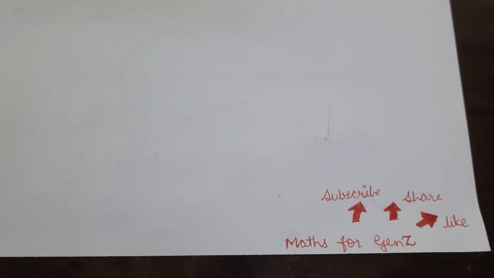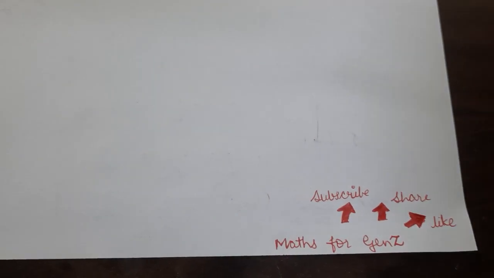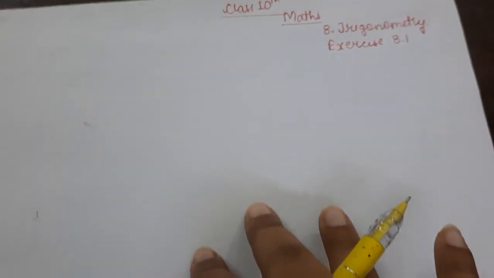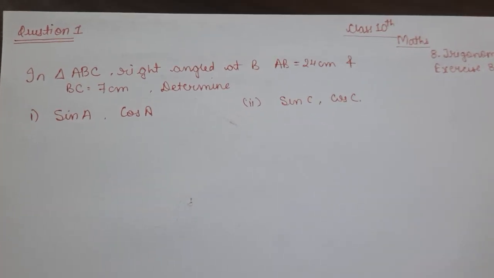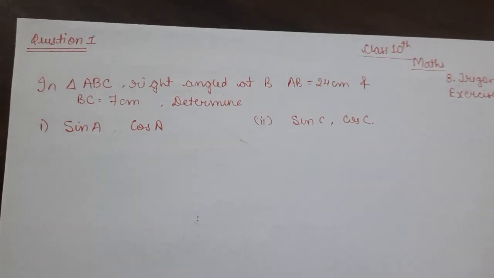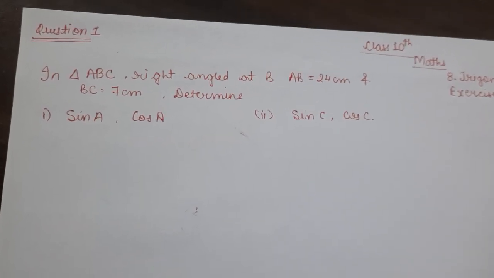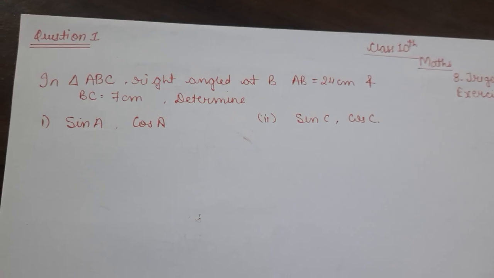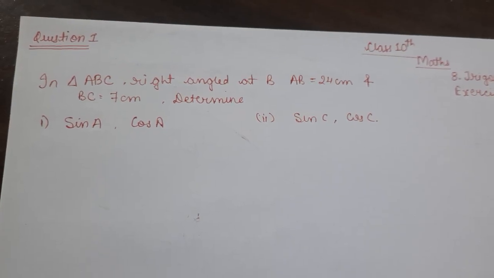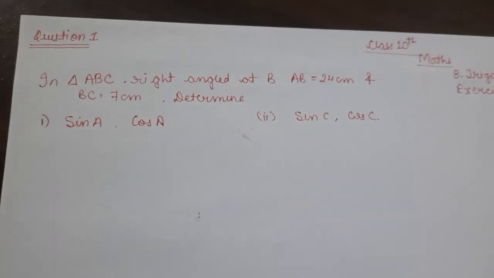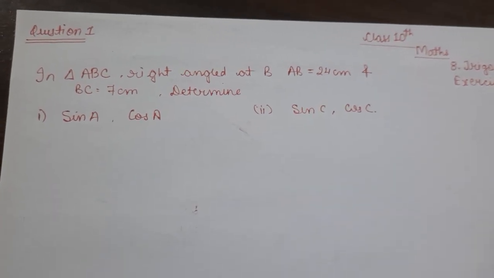Hello everyone. In this video lecture we will begin with class 10th, chapter number 8, Introduction to Trigonometry, exercise number 8.1, question number first. The first question says, given a triangle ABC with right angle at B, AB as 24 centimeter and BC as 7 centimeter, we have to determine the answer in two given parts.